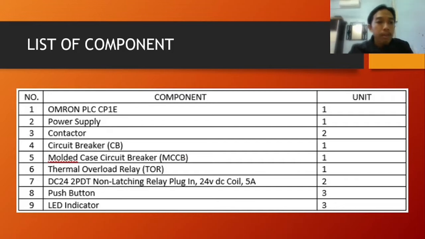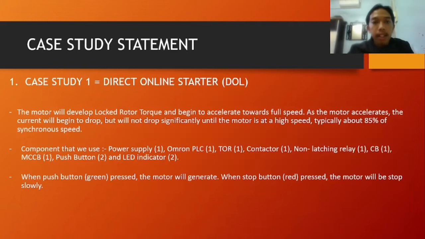For the list of components, we have Omron PLC CJ, power supply, contactor, circuit breaker, molded case circuit breaker, thermal overload relay, DC 24 volt DPDT non-latching relay plug-in, push button, and LED indicator.